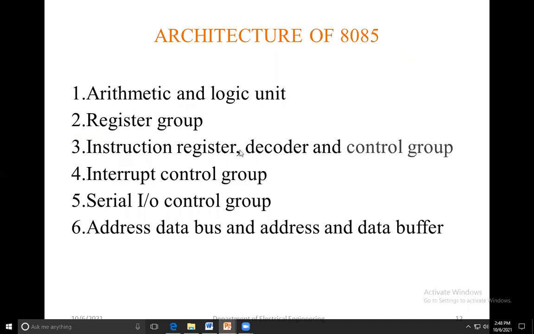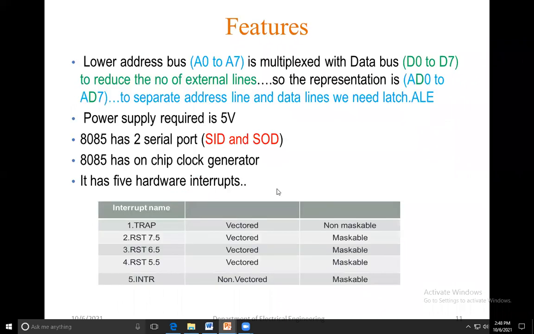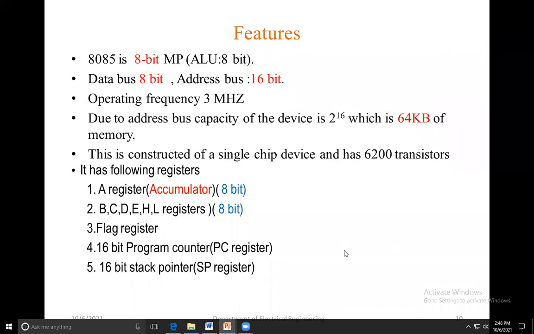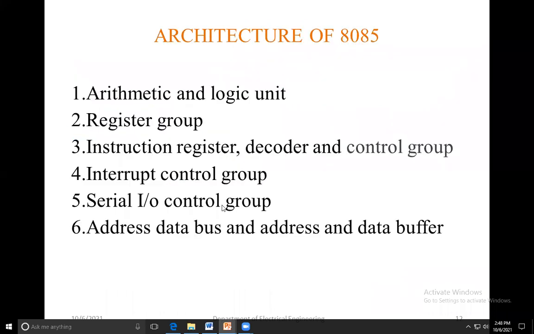Okay. Next is the architecture of the 8085. So these are the features. What are the main features? It is an 8-bit microprocessor. You must remember the data bus is 8 bits, the address bus is 16 bits. Again, it can address memory of 64 KB. The accumulator is 8-bit, and these are the registers. The program counter and stack pointer are 16-bit. Again, the data bus is multiplexed with the address bus, and there are some interrupts. So these are the features of your 8085.